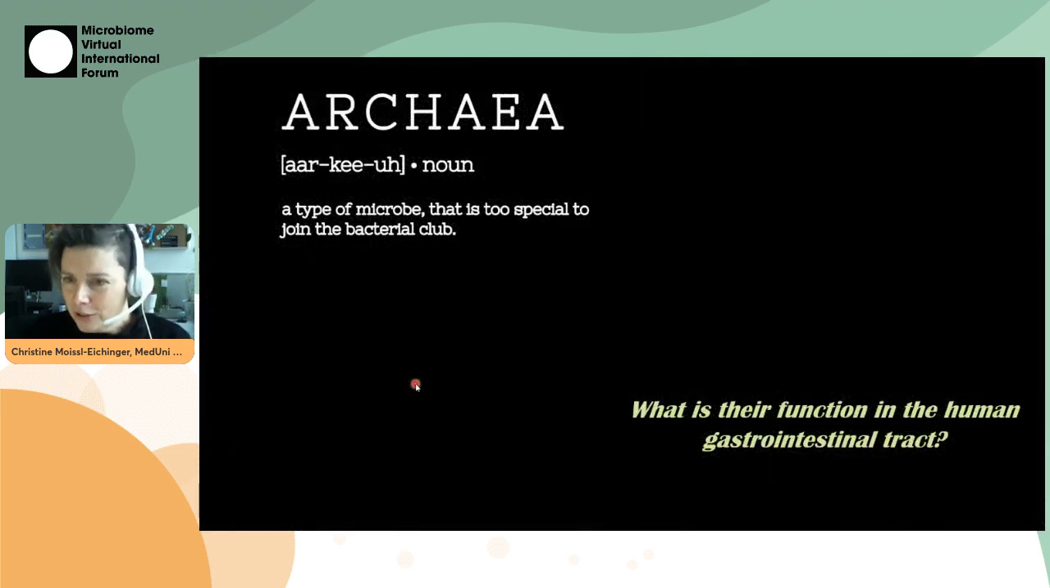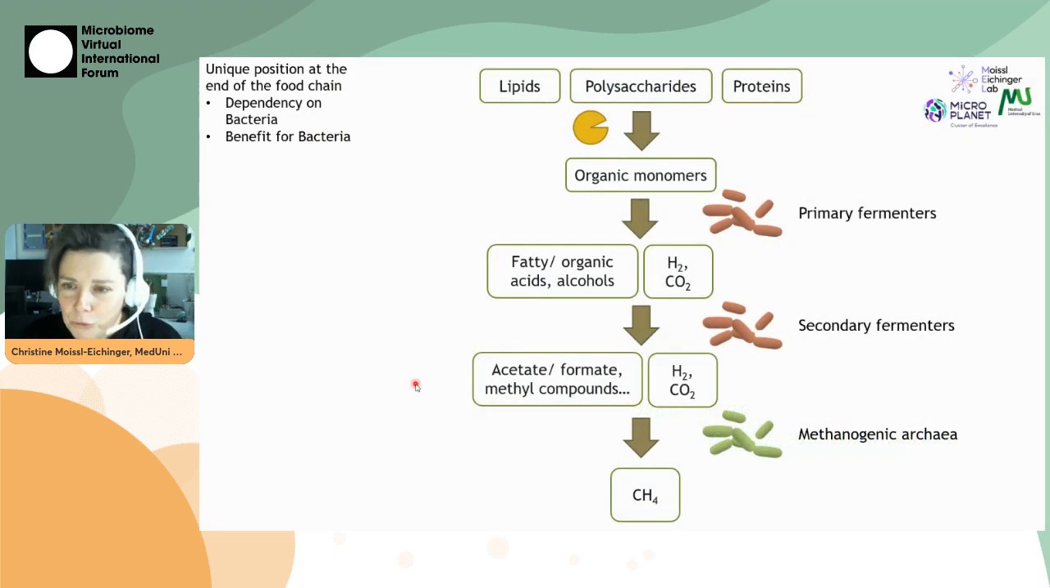So, what is actually the function of these archaea in the gastrointestinal tract? Let's look a bit deeper into what they actually do. Methanobrevibacter species and methanogenic archaea in general are at the very, very end of the food chain. As you all know, the food chain starts off with complex organic compounds, lipids, polysaccharides, proteins, and different types of fermenters use these compounds and break them down to small pieces: hydrogen, CO2, acetate, formate, methyl compounds, all that stuff. And this is what the methanogenic archaea need for their living. They take all these compounds and produce methane out of them.